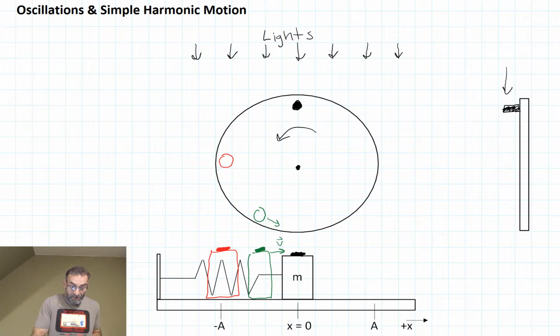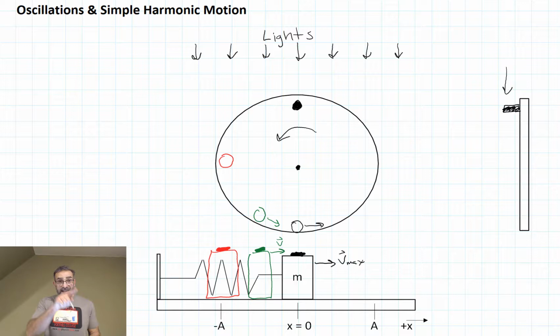And an instant later, my box is going to be at the equilibrium position, moving with its maximum speed to the right. And where's my peg going to be? It's going to be right here, moving to the right with its maximum speed, and the shadow is going to be right on top of the box. You can see that if I pick this rotational speed, omega, just right, the shadow always moves with the box, with the same speed and the same amplitude.